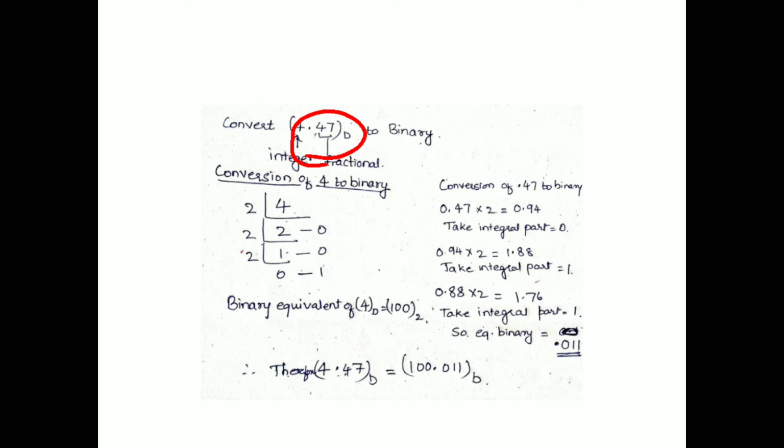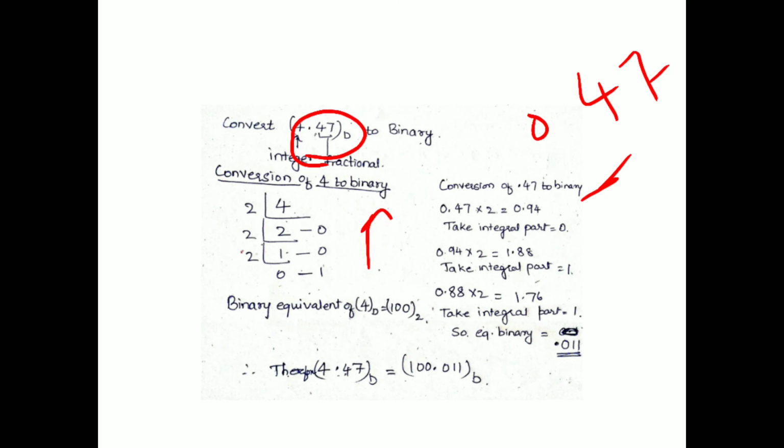So 4 divided by 2, you will get remainder 0. Again 2 divided by 2, you will get remainder 0, and 1 divided by 2, you will get remainder 1. So writing in the reverse order, you will get 1 0 0. So the equivalent of 4 is 100 in binary. Now coming to the fractional part, the fractional part is 0.47. We need to convert 0.47 into binary.